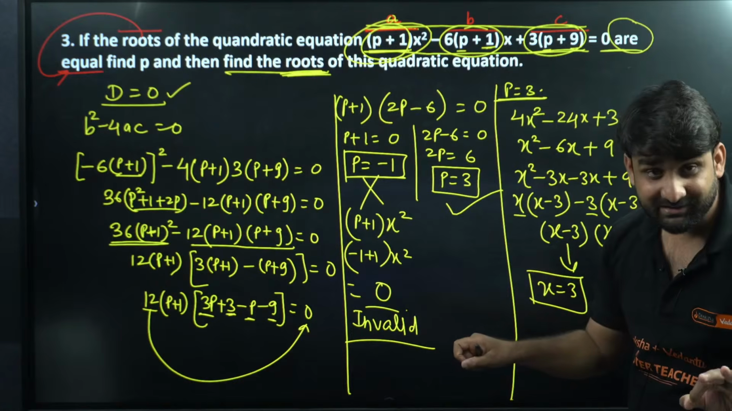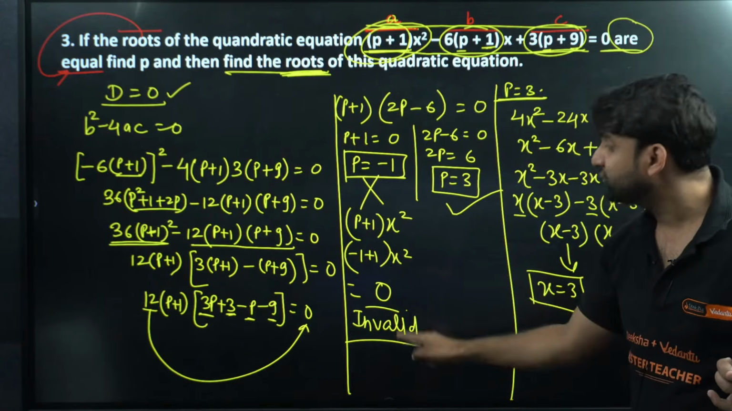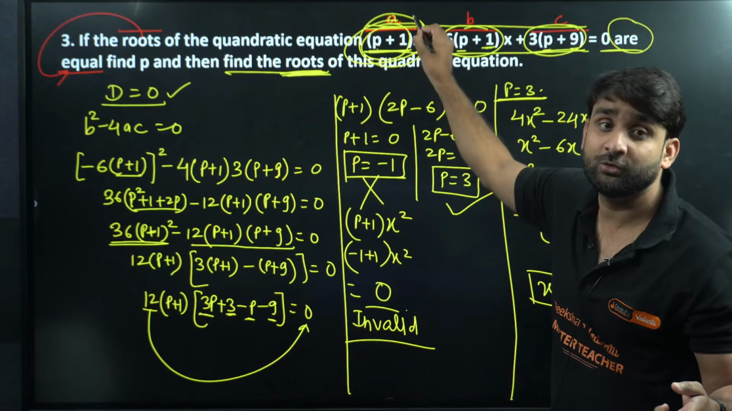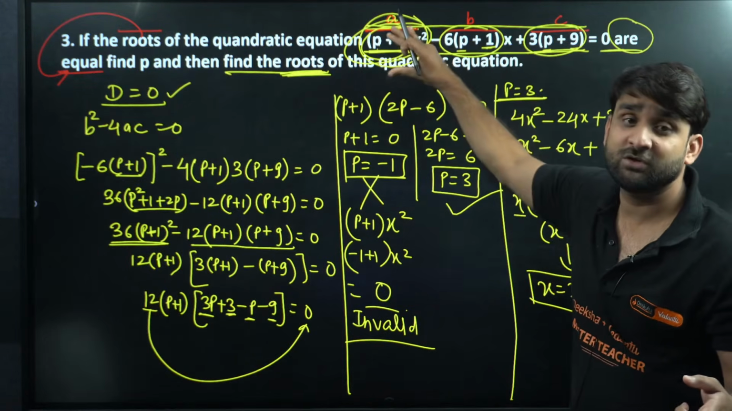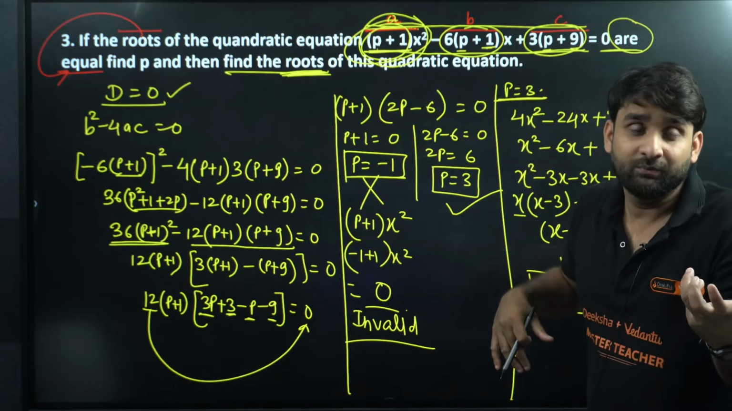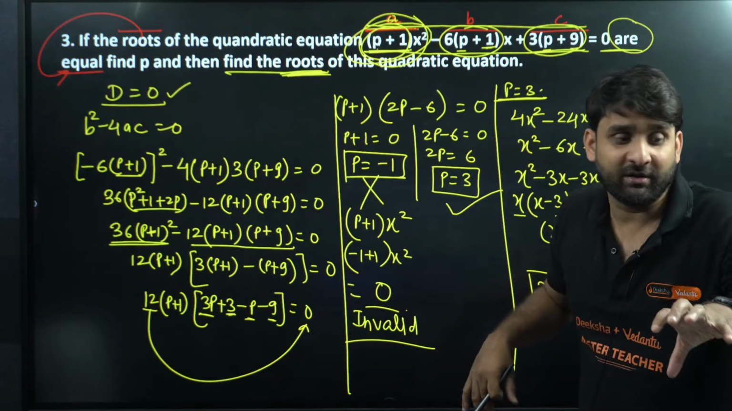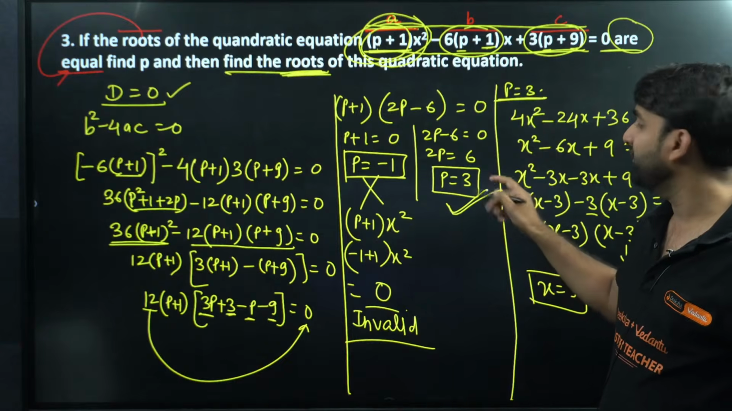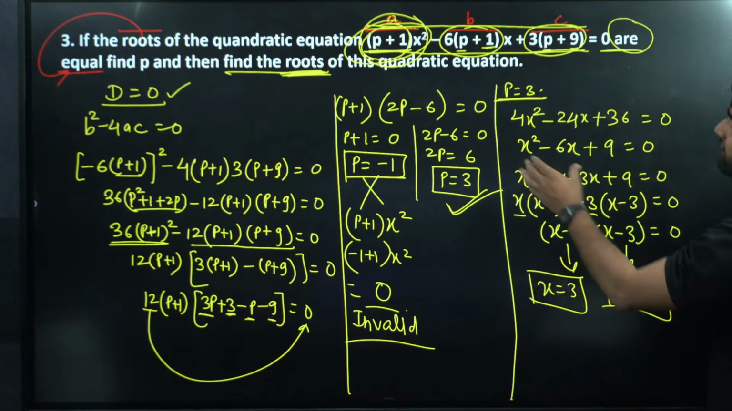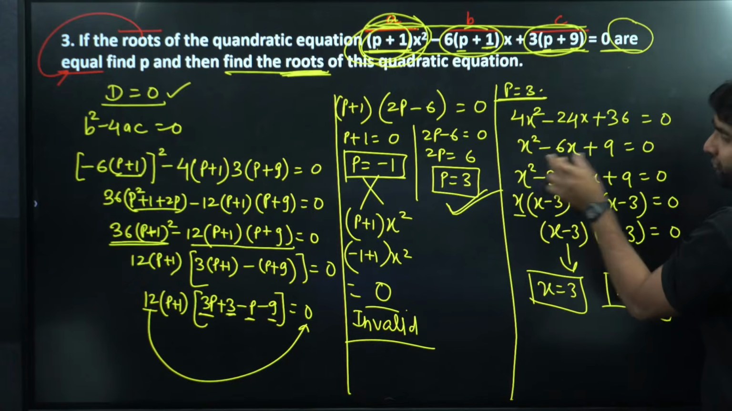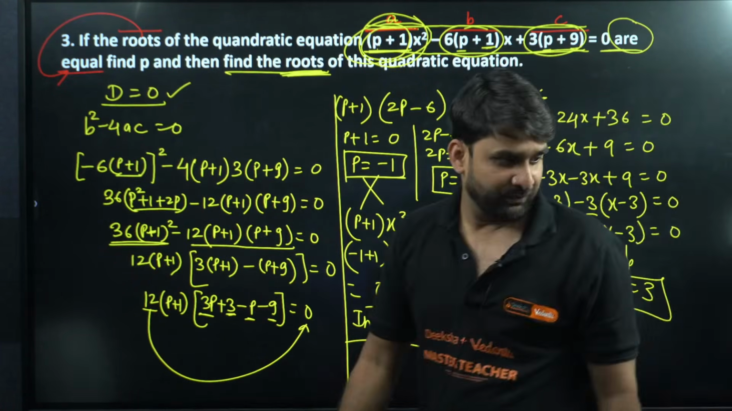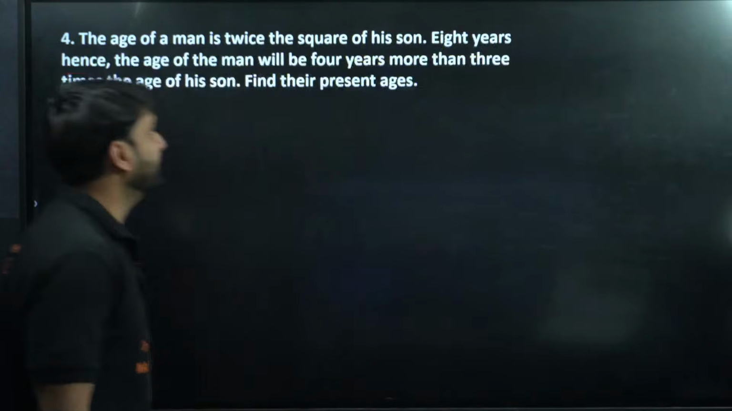We cannot consider this. Why? Because at p equals minus 1, this whole term will become 0, so the quadratic equation will not exist at all. But we need the existence of a quadratic equation, so we can ignore this value. So the only considerable value of p will be 3. On putting 3, we got the equation in proper format of x. Then we solved, and the roots are plus 3 and plus 3. Clear everyone? Moving to next.